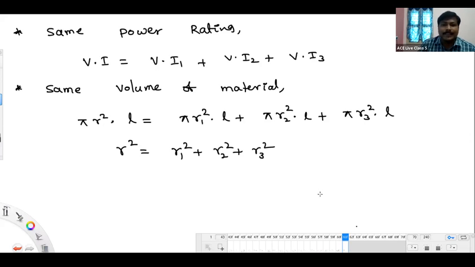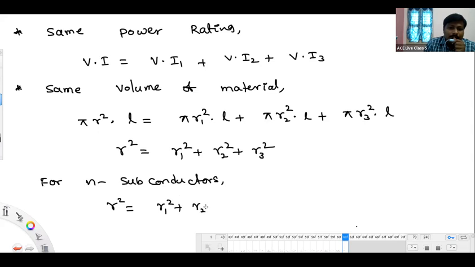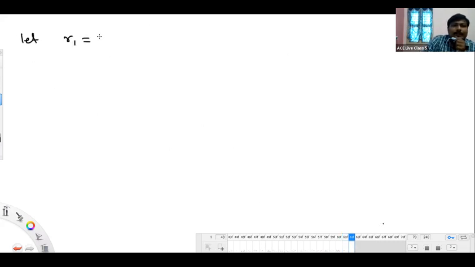Okay, next thing. See, rather than three, if you have n subconductors, it will come to be R1 square plus R2 square plus R3 square and so on up to Rn square. For n subconductors, R square equals R1 square plus R2 square plus and so on up to Rn square. Now if you assume that all the subconductors have equal radius, each and every subconductor having the same radius, then R square equals N into R1 square, you can write.